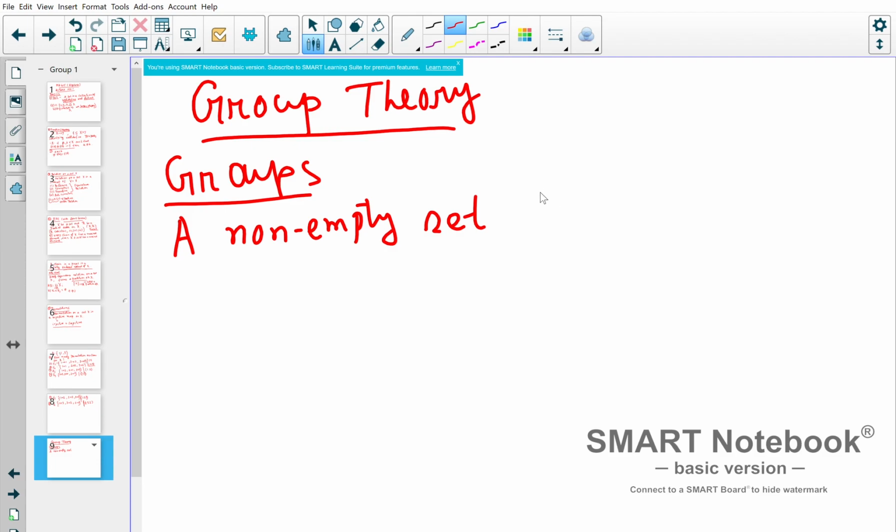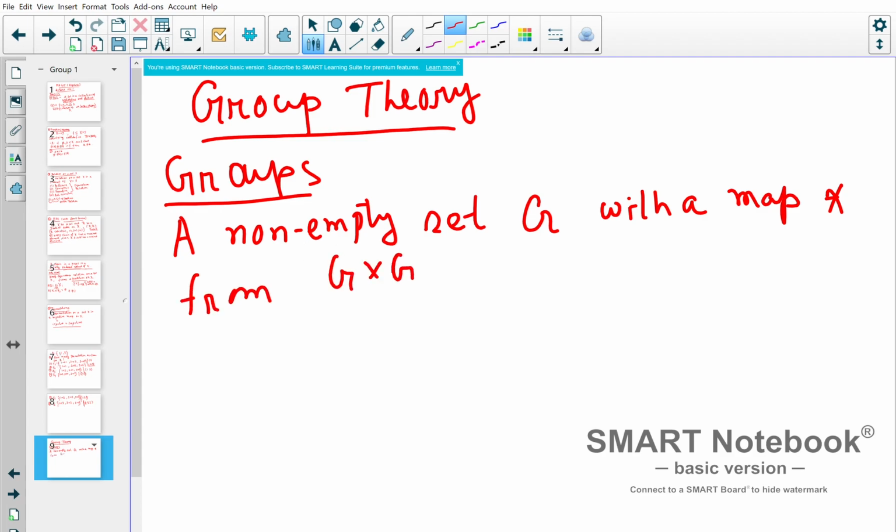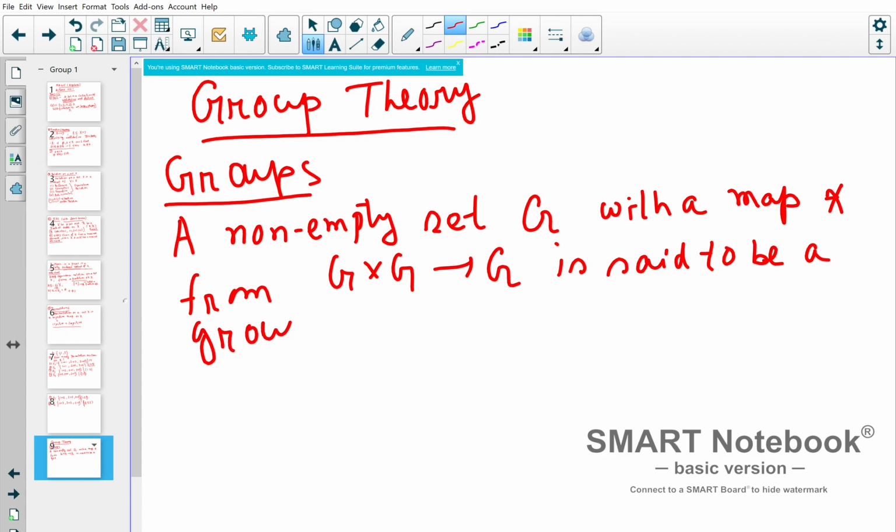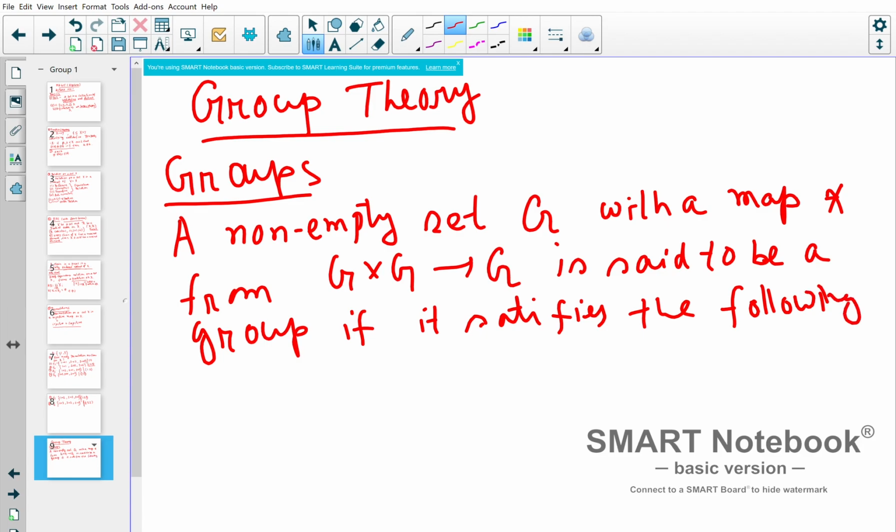say for example G, with a map, say star, from G cross G to G, is said to be a group if it satisfies the following properties.